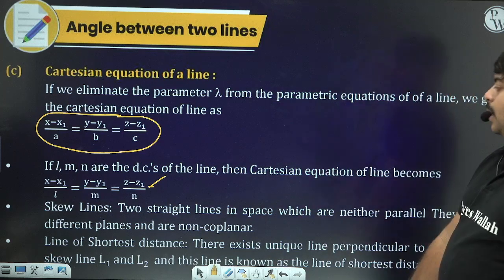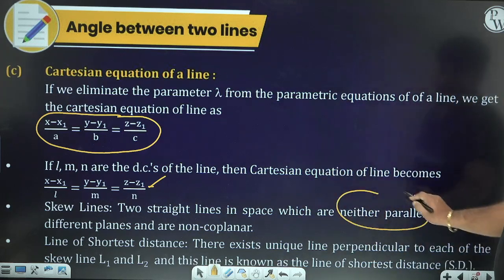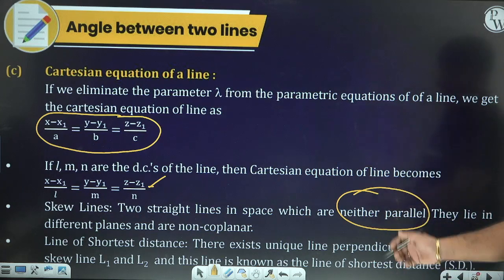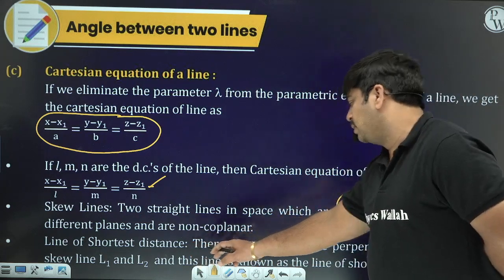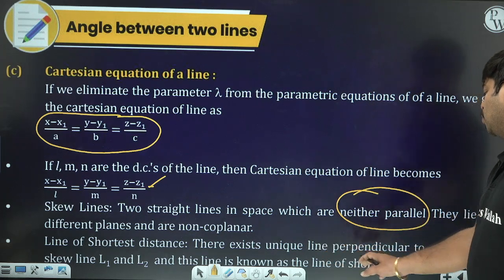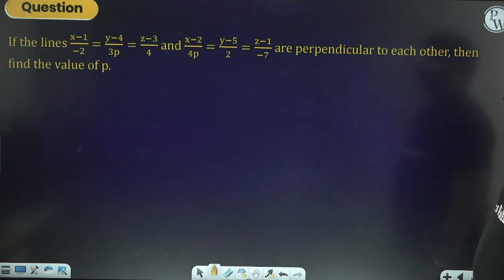Skew lines: two straight lines in space which are neither parallel nor intersecting. They lie in different planes and are non-coplanar. And line of shortest distance: there exists a unique line perpendicular to each of the skew lines L1 and L2, and this line is known as the line of the shortest distance. If the lines are perpendicular to each other, then the value of P.